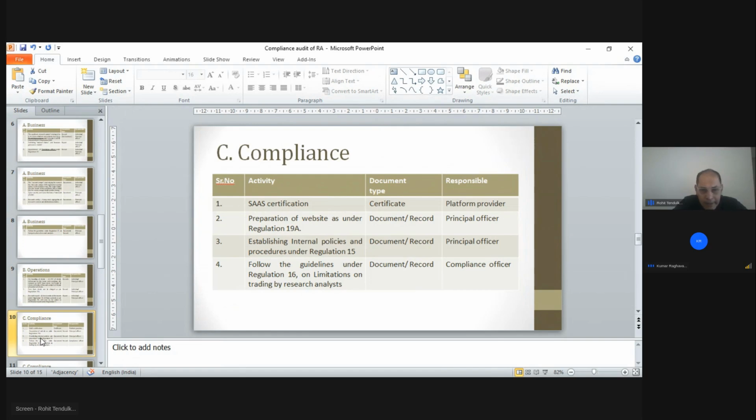Point number 4, follow the guidelines under regulation 16 on limitations on trading by research analysts. So, a guideline or a document on guidelines must be prepared by the principal officer, and it must be ensured by the compliance officer that all the guidelines are being followed.